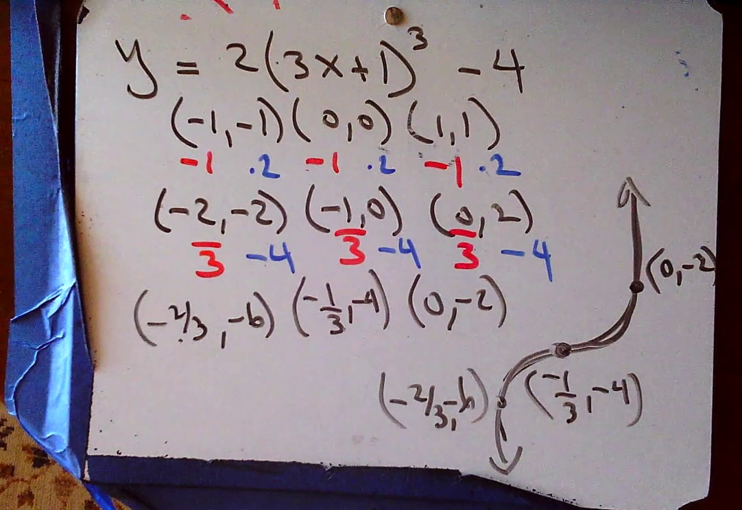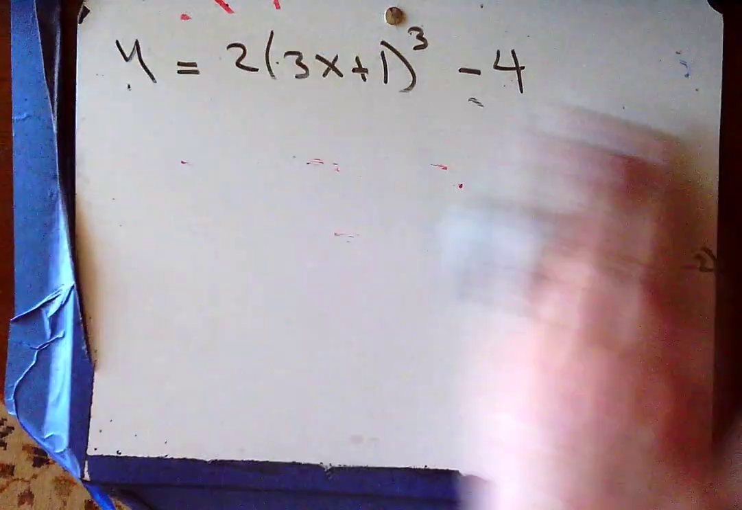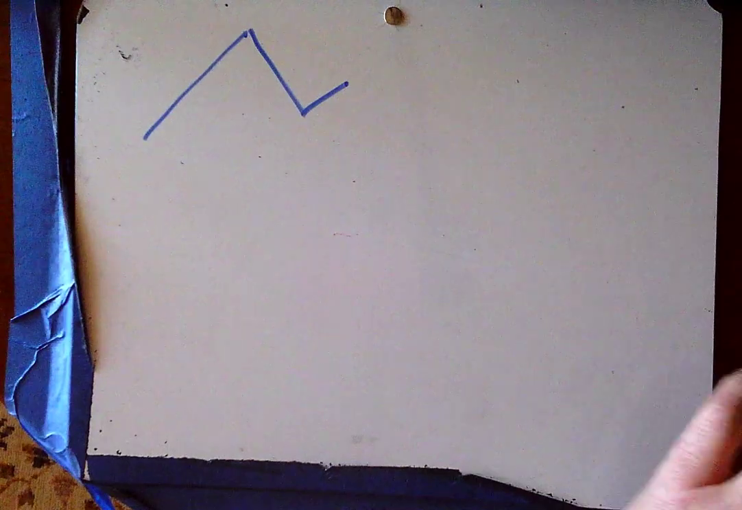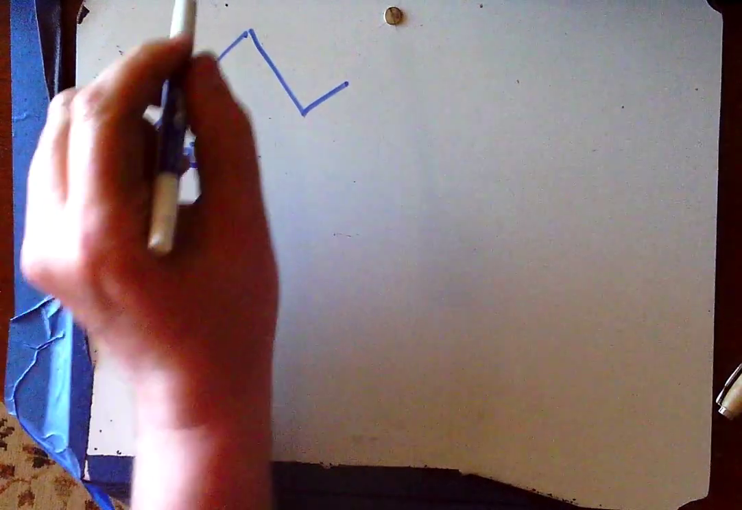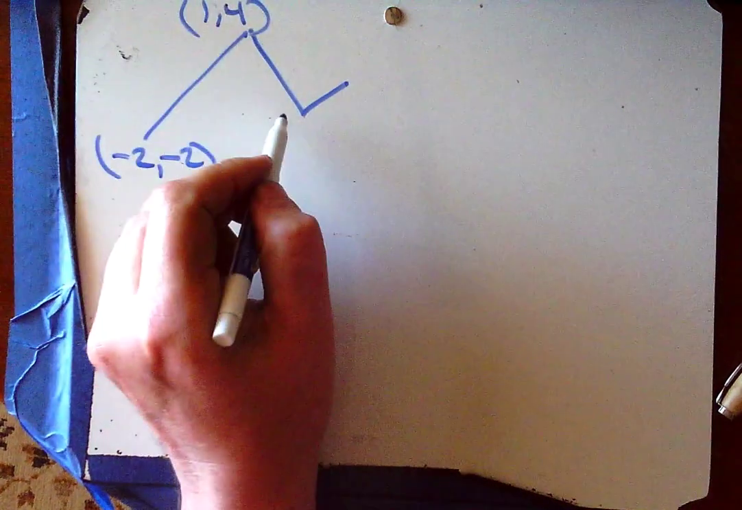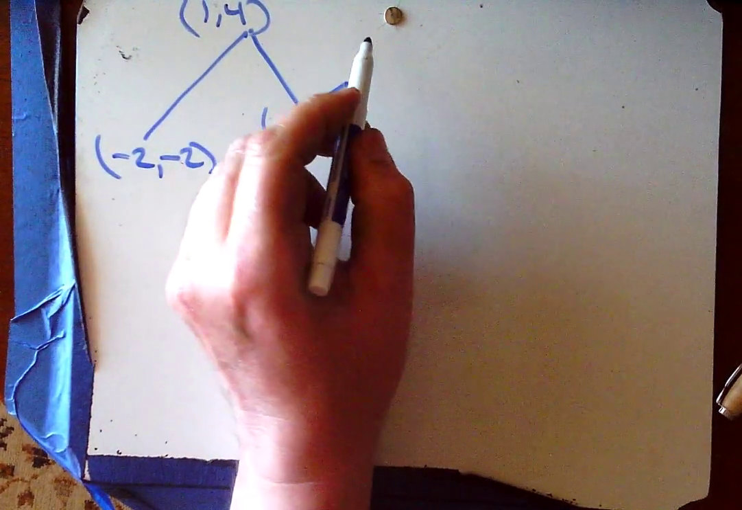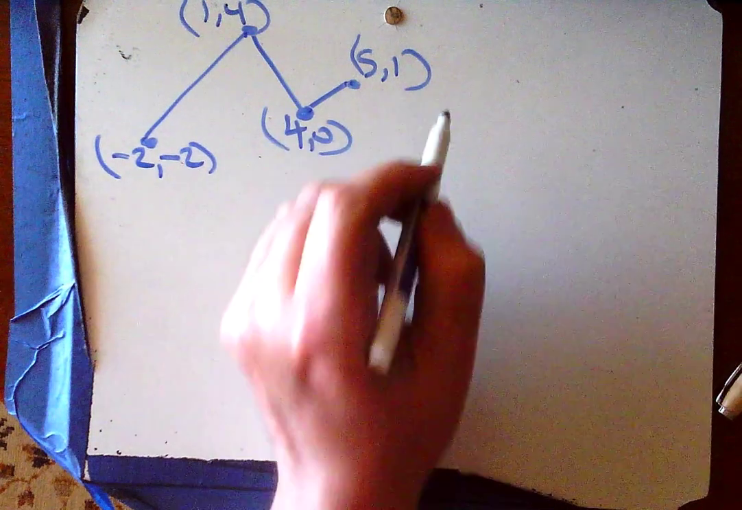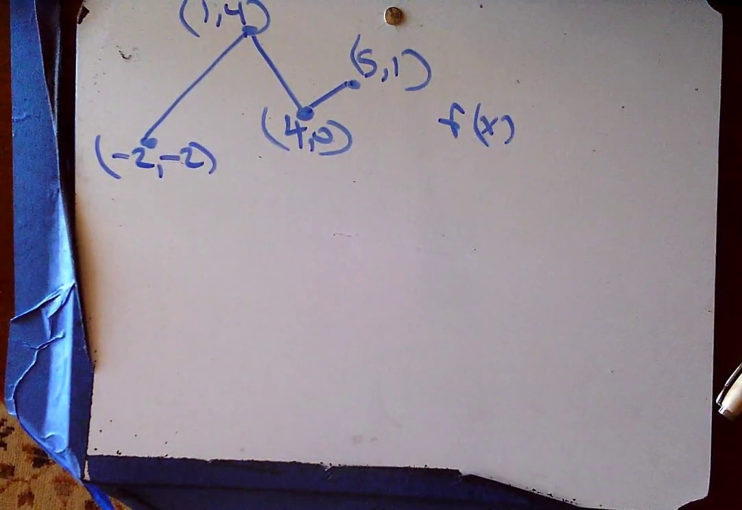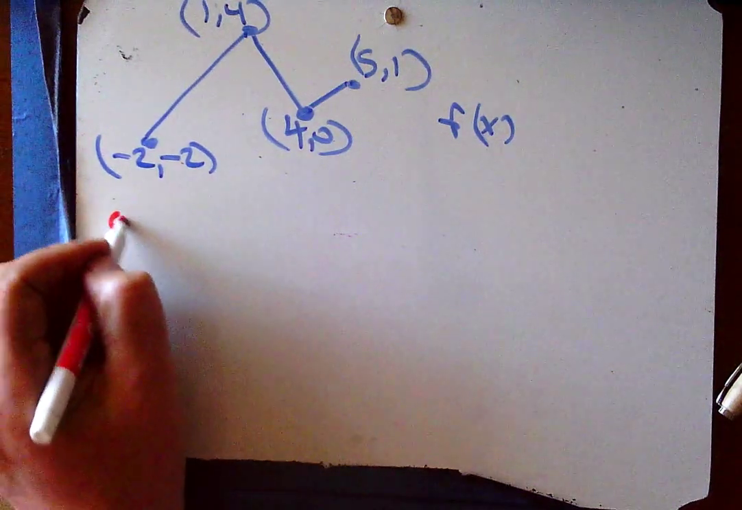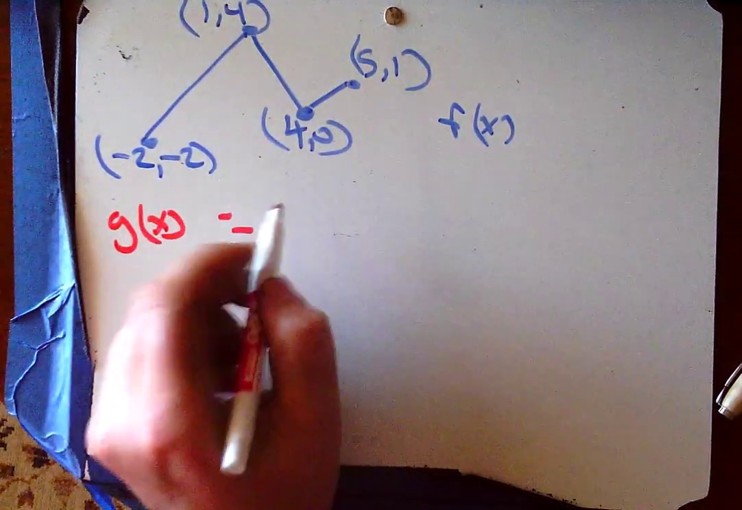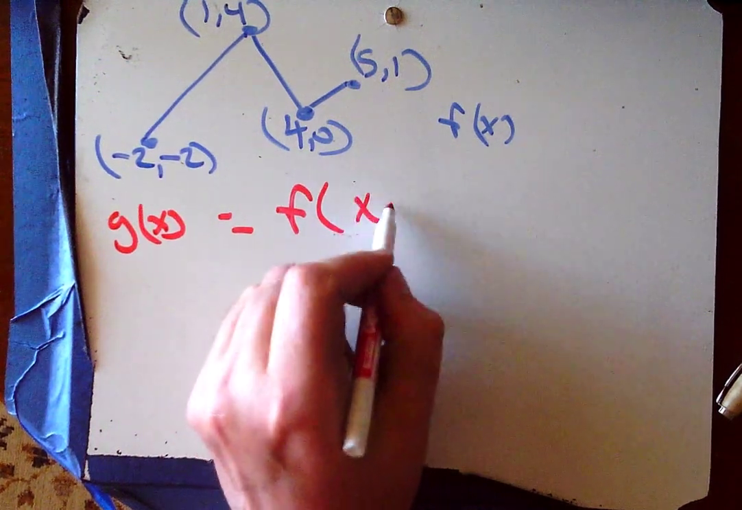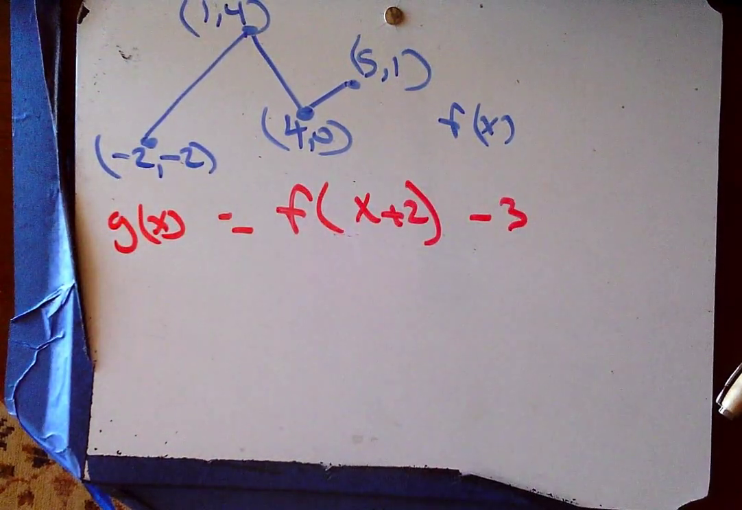Great. Well, I hope you're feeling comfortable with transformational graphing with our reference graphs, but what about with a generic function? Why don't we have a generic function like this one: negative 2, negative 2, 1, 4, 4, 0, and 5, 1. And so this is our graph of f of x. And I'd like you to graph a transformed version of that called g of x. And my transformations look like this. F of x plus 2 minus 3.